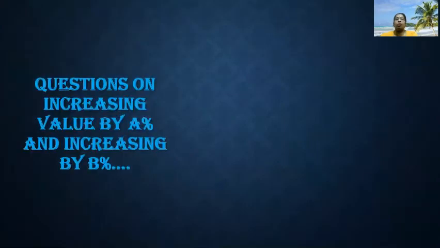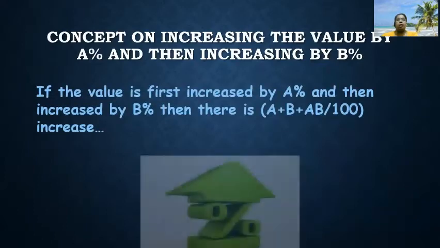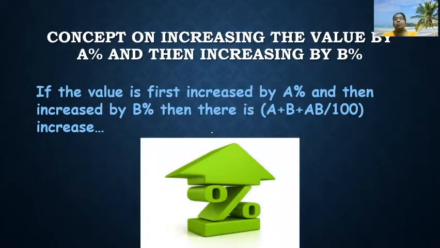Let's go to the third concept. Increasing the value by A% and increasing by B%. If the value is first increased by A% and then increased by B%, then there is an A plus B plus AB by 100 increase.